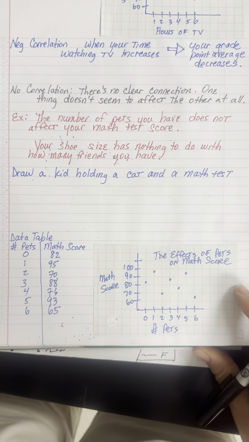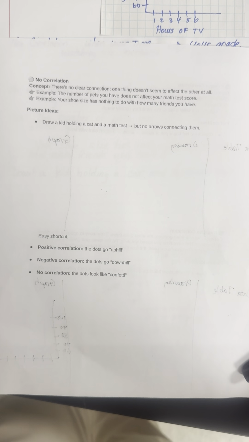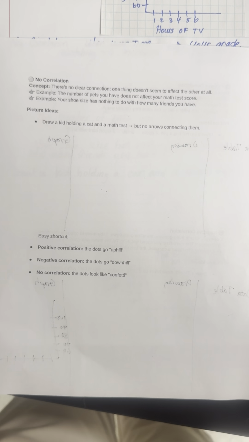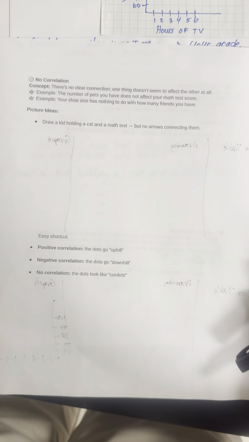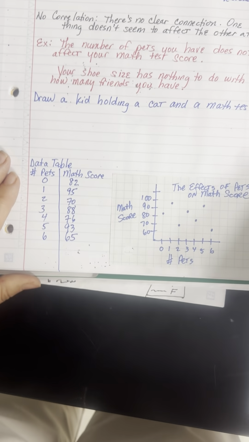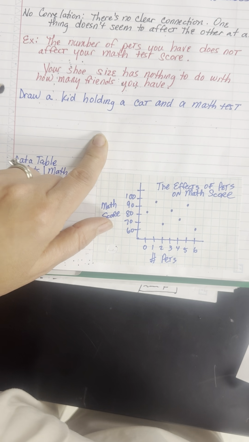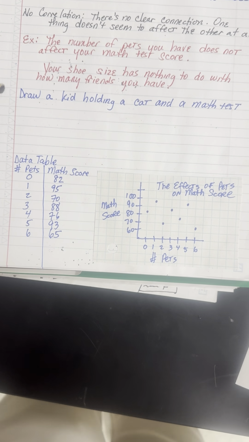Now we're going to do no correlation, which is on the back. There's no clear connection. One thing does not seem to affect the other at all. For example, the number of pets you have does not affect your math test score. Another example, your shoe size has nothing to do with how many friends you have. So you're going to draw a kid holding a cat and a math test, but there's no arrows connecting them. So here I didn't put the drawing, but just draw a kid holding a cat. And then next to it, you're going to have a math test score that's bad.